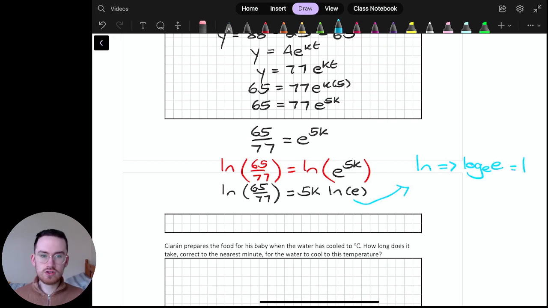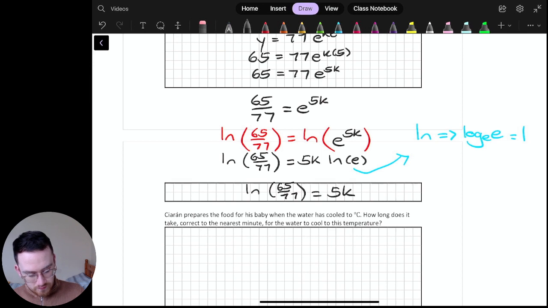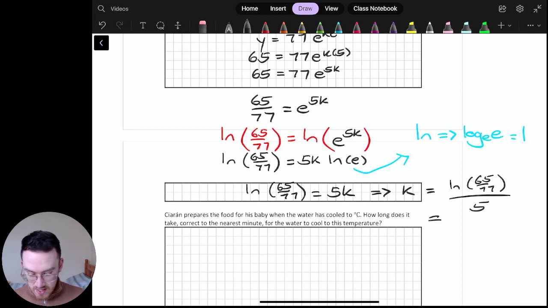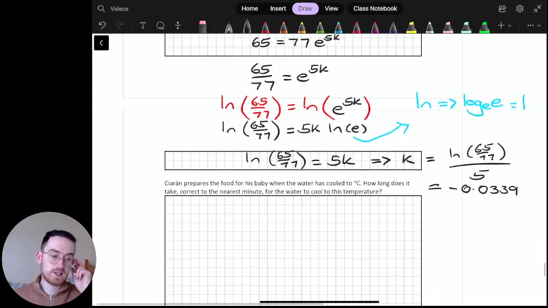And if you forgot that, you could try it on your calculator. It wouldn't make any difference. You'd still follow the same way, and it would still just work out for you, okay? So what we have then is that ln of 65 over 77 is equal to 5k, which means that k is equal to ln of 65 over 77 divided by 5. And we can just slot that into our calculator then to work out what it gets us. So if we do that, we get an answer of minus 0.0339. And we were asked for 3 significant figures, so that's perfect.